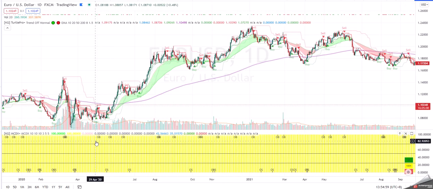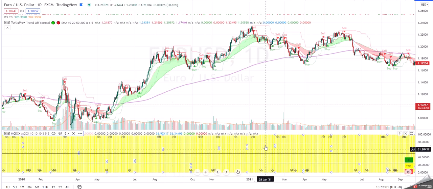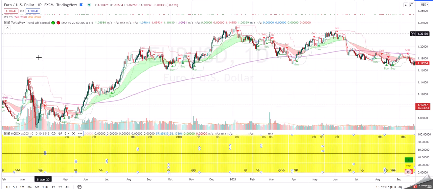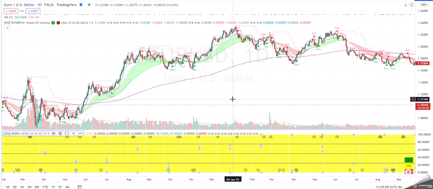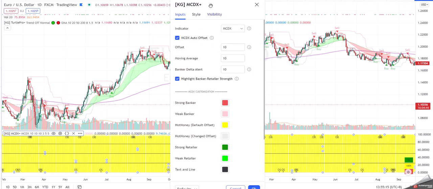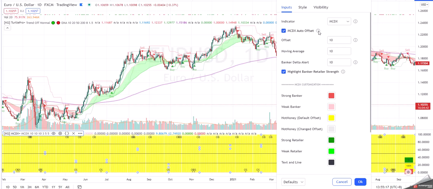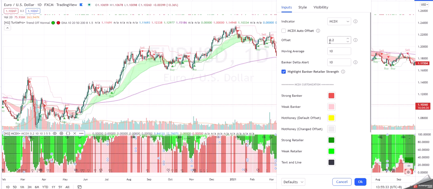When you load MCDX, you normally will see all yellow. It's 100% hot money for Forex pairs or even gold. If you want to use this to trade Forex, what I normally do is lower the offset setting. This is the offset setting. It is by default auto, so I remove the auto setting and reduce the offset setting to a lower value.